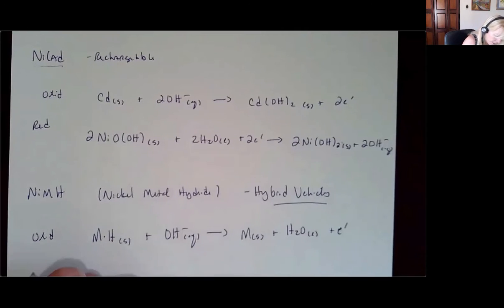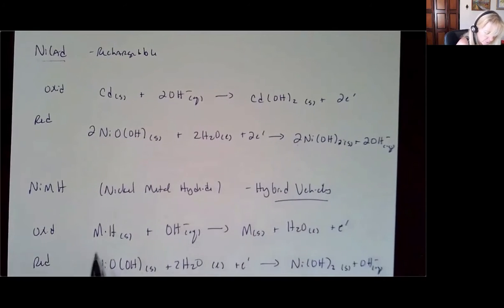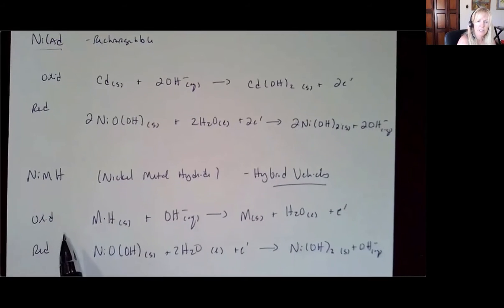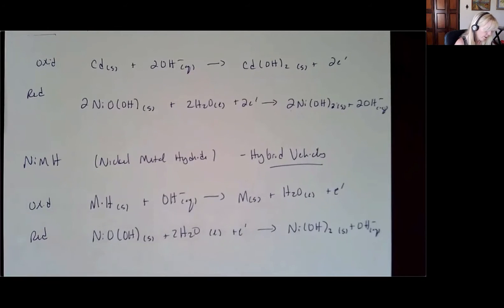And then in my reduction half, I'm going to have nickel oxide hydroxide. This looks familiar, right? Plus water. I'm going to have the same reaction that happens up here. I'm going to form nickel hydroxide solid plus hydroxide ion. So this is important because my oxidation step is going to be different. And so that allows us to be a little bit of a safer reaction when you have the reverse happening.